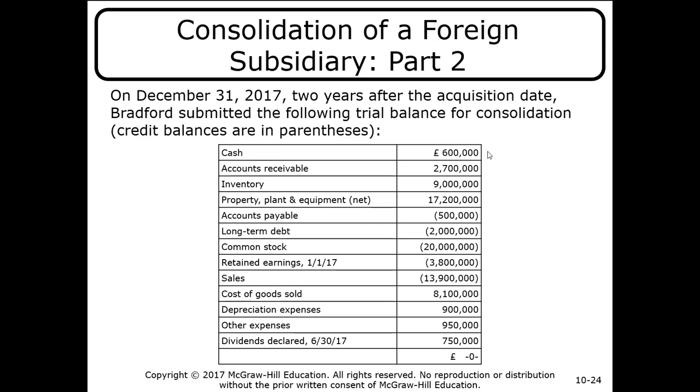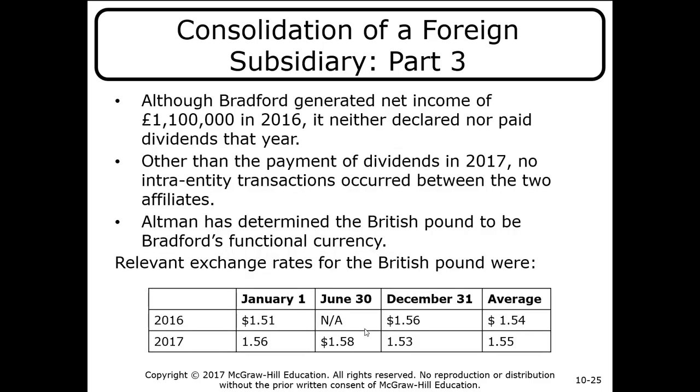So then, 2 years after the acquisition date, we have this. Here's our assets, our liabilities, common stock, retained earnings at January 1, sales, cost of goods sold, depreciation, other expenses, and then we have a dividend that was declared on 6/30. So here's the various exchange rates. We have in 2016, on the date of the acquisition, an exchange rate of 1.51.